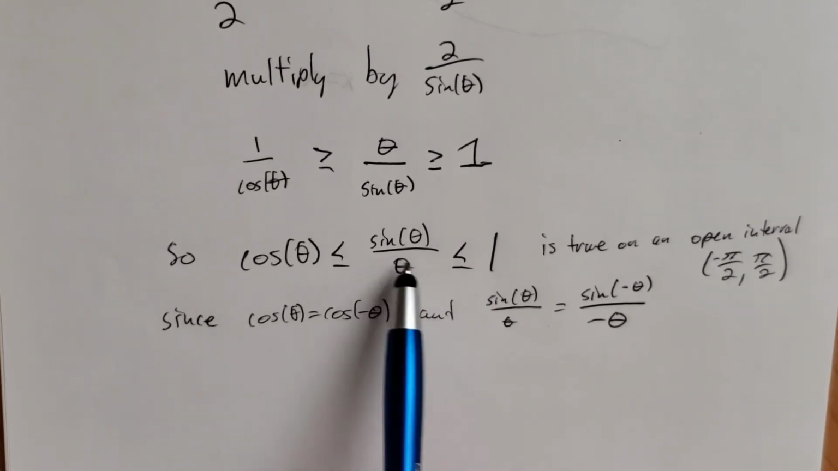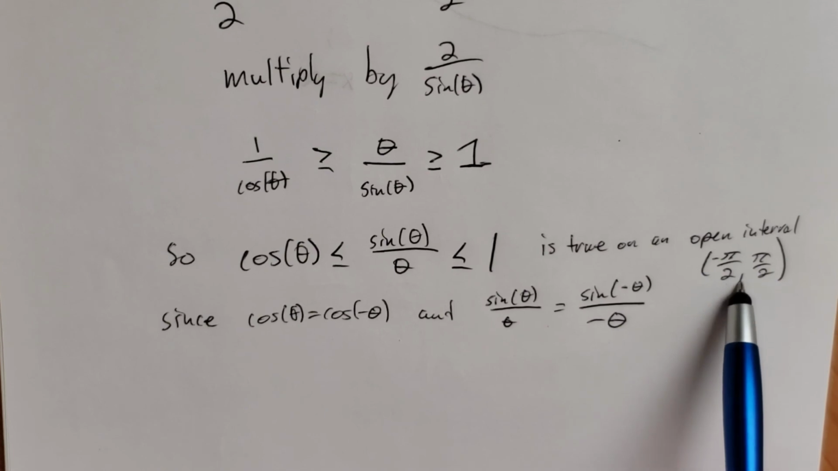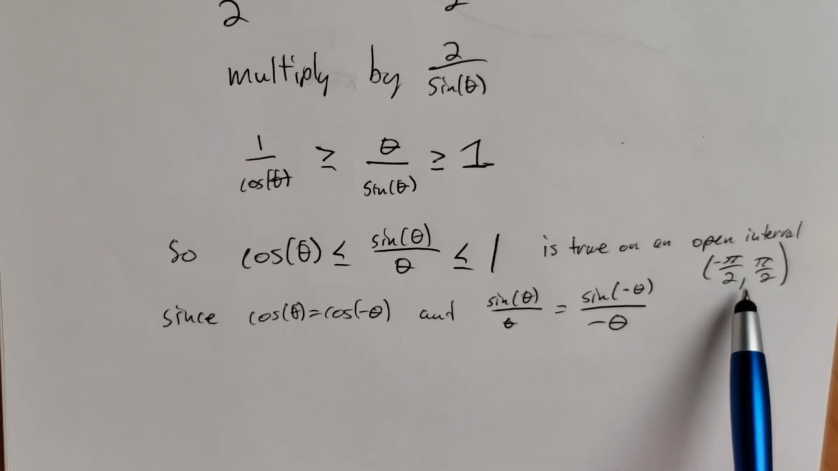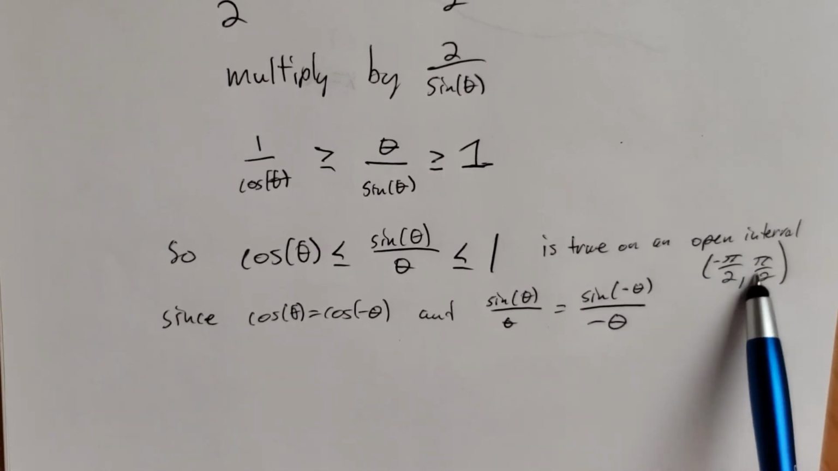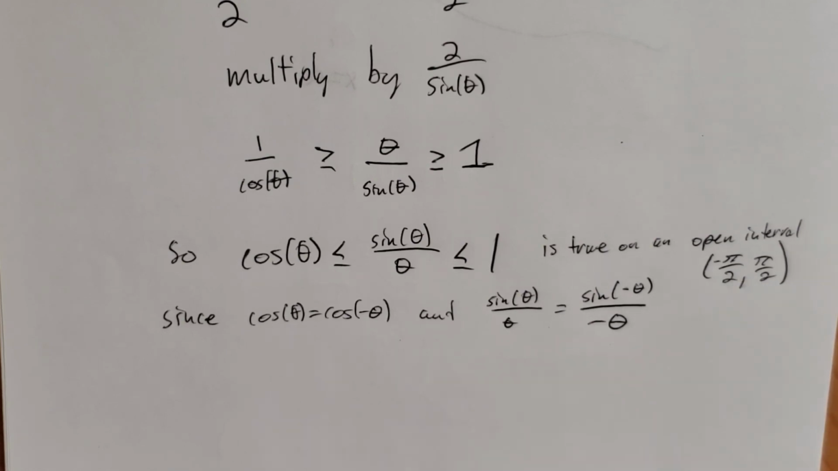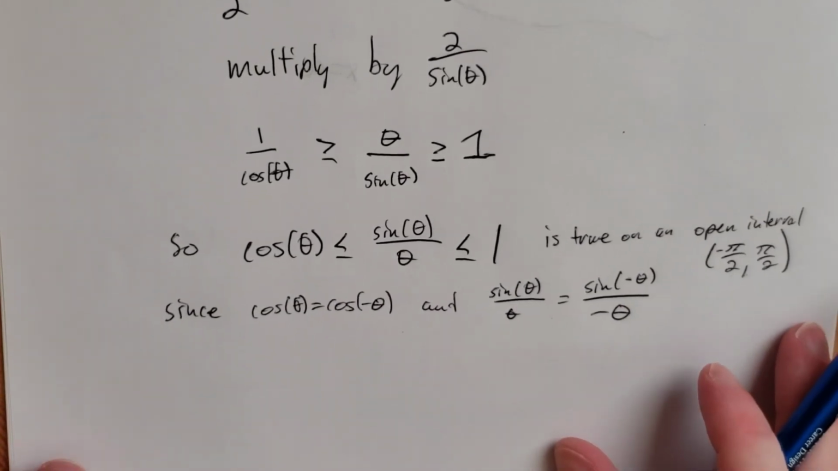And technically, again, this is not true at 0, which is in this interval, but we don't care what happens exactly at 0. We just need it everywhere in an open interval around 0, except potentially at 0 itself. So we have this inequality is true. And, well, what do we know?